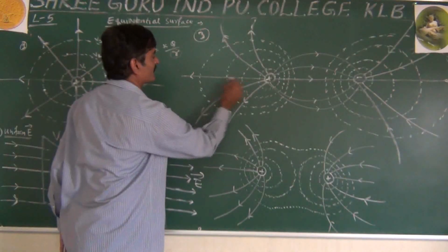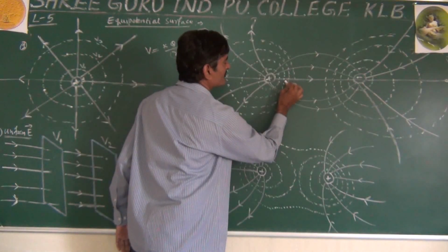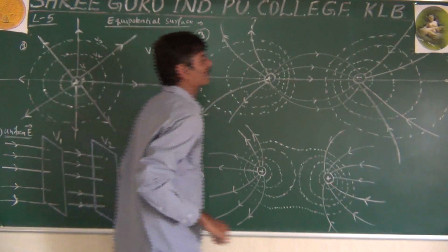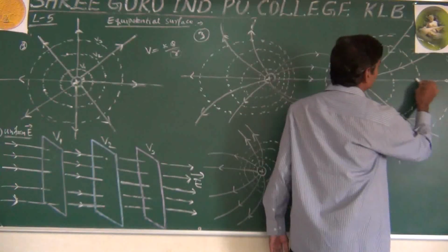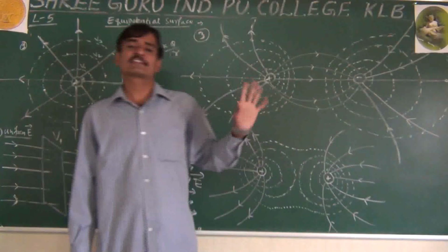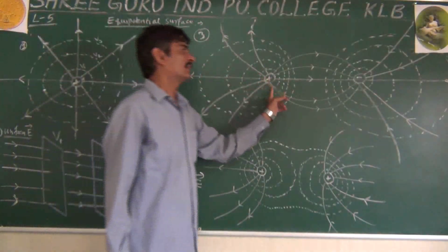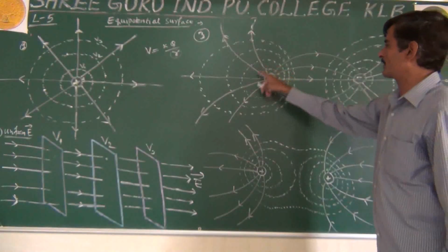Outside the charges, here the distance is more. Here the distance between these two equipotential surfaces is less. Here the distance between equipotential surfaces is more. Here the distance is less. Here it is more. So this is how we have to draw the diagram. In the exam, if they ask you to draw the equipotential surfaces for two equal and opposite charges, this is how.